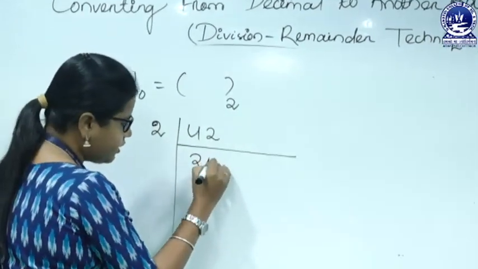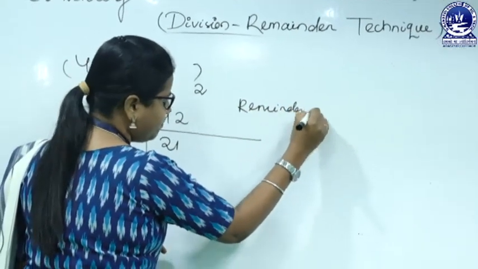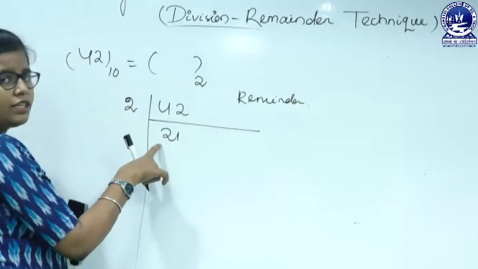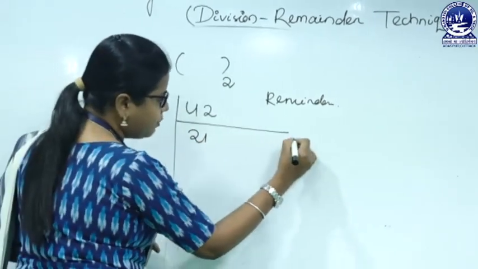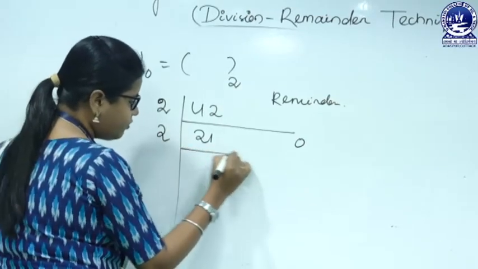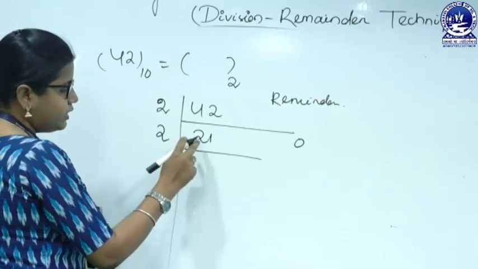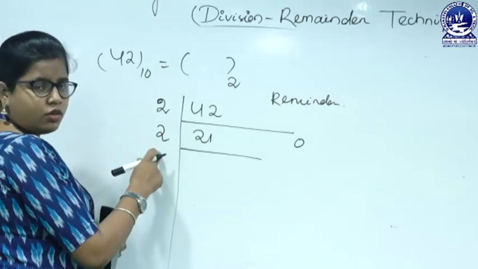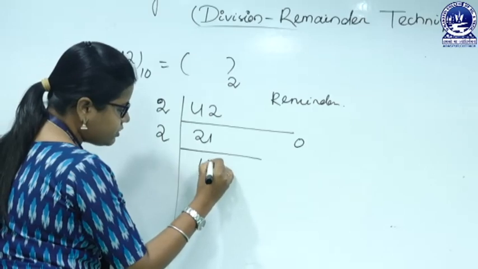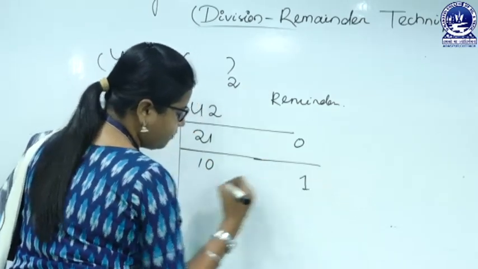So by dividing 42 by 2, what will be the quotient? The quotient is 21. Here we need to keep the remainder. So the quotient is 21 and the remainder is what? 0. Again we need to divide 21 until we get the quotient as 0. So 21 divided by 2. So what will be the result? That is 10. 10 2s are 20 and the remainder is 1.